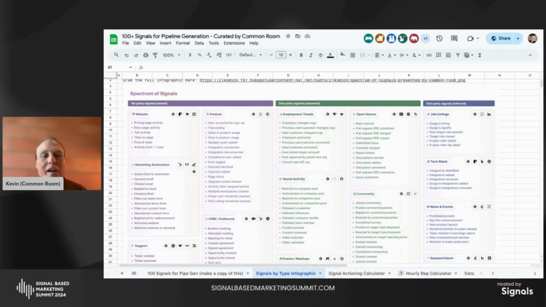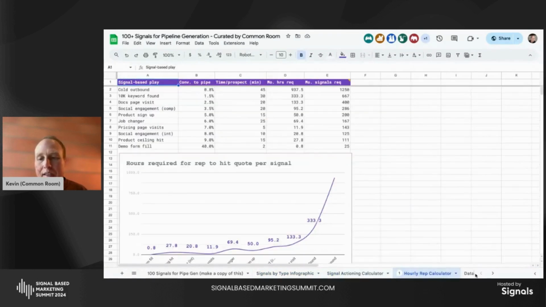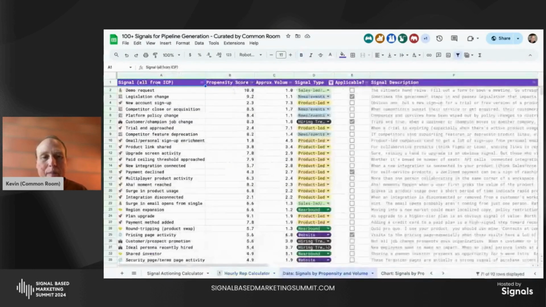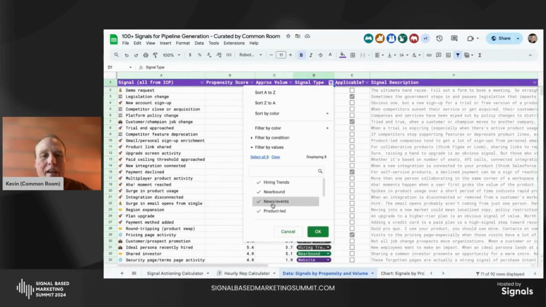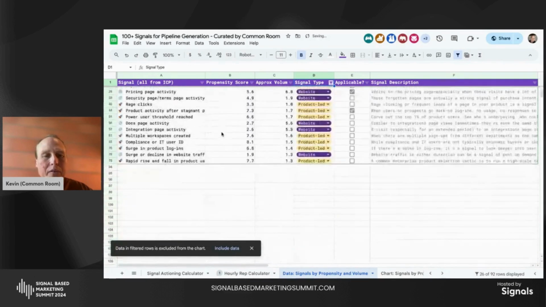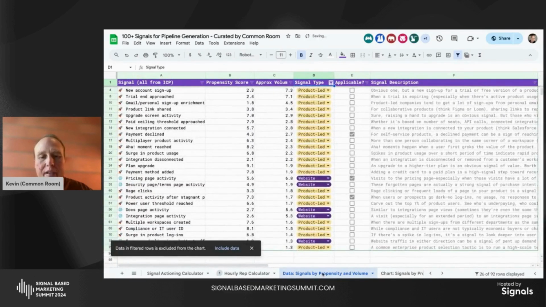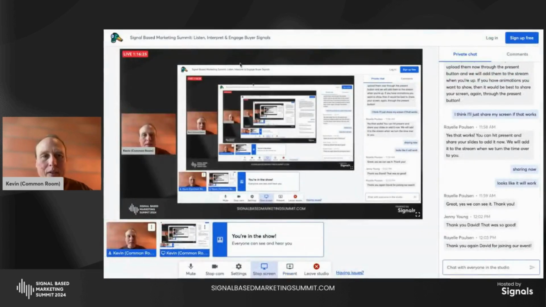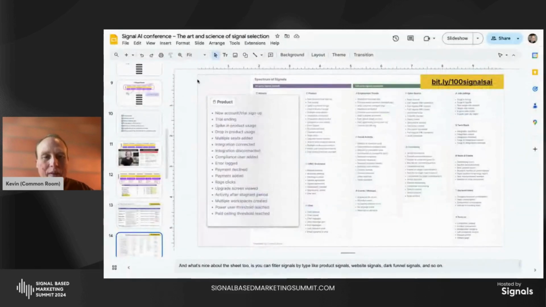And so by grouping things in this way, you can go back to this, or you can use this calculator or this sheet to filter by types of signals. So maybe we want to only include website and product led, and we can then filter and see, here are all the signals that we maybe want to consider on this tab here. Hopefully that makes sense. I know I went into a rabbit hole there. Hopefully that's clear on the grouping side of things.